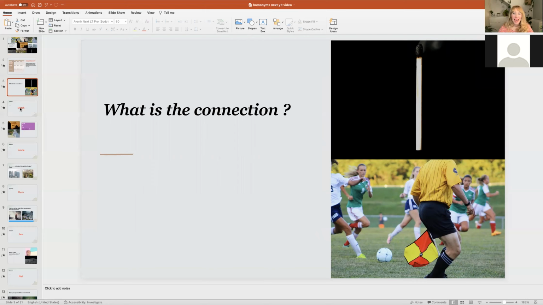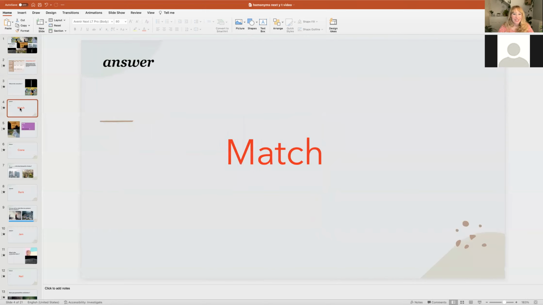So have you guessed correctly? So the answer is match. We have a football match and we also have a match which we light.